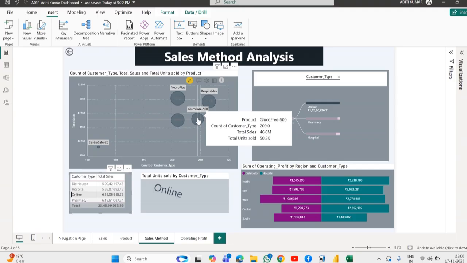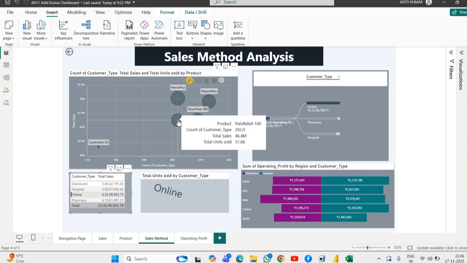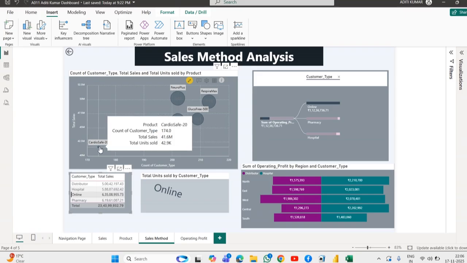Coming to the other part is my Gluco-Free, which has a count of customer type of around 209, having a total sales of around 46.6 million, and the total units sold is around 50.2k. And the other one is the Pain Relief 100, having total sales of 46.4 million, and the total units sold is 51.6k. And the last one is the CardioSafe, having total sales of 41.6 million, and the total units sold is 42.9k.